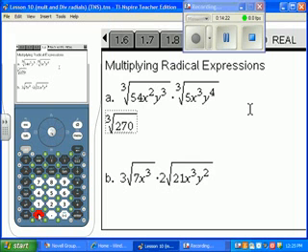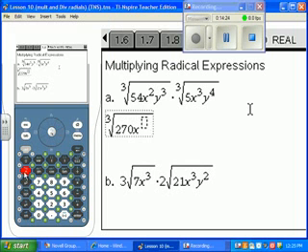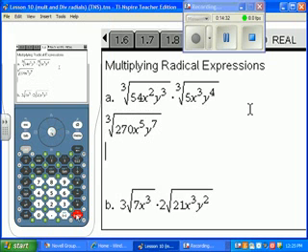X squared times x cubed. X to the 5th. Good. Y cubed times y to the 4th. Good. Very nice.